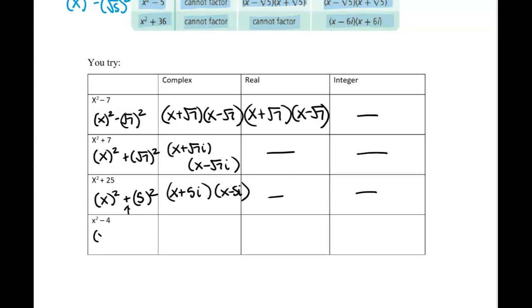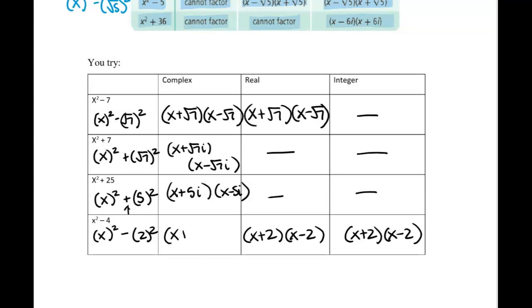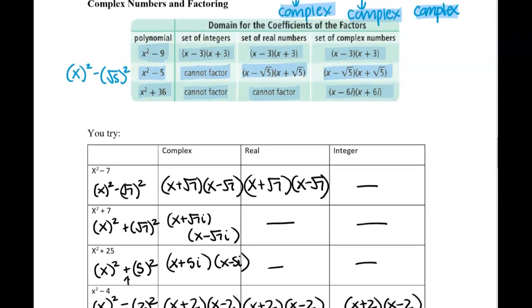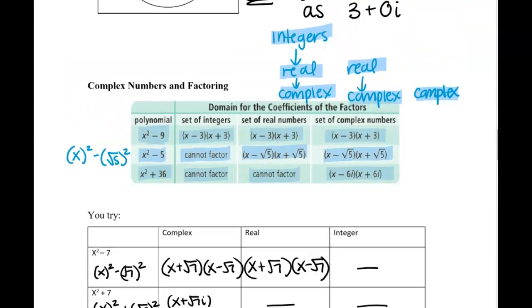And finally, x squared minus 4 is x in parentheses squared minus 2 squared. I see integers, and it's a difference of squares. This will just be x plus 2, x minus 2. Integers are also real, and integers are also complex. So to follow this, I would say I use this little chart we made.